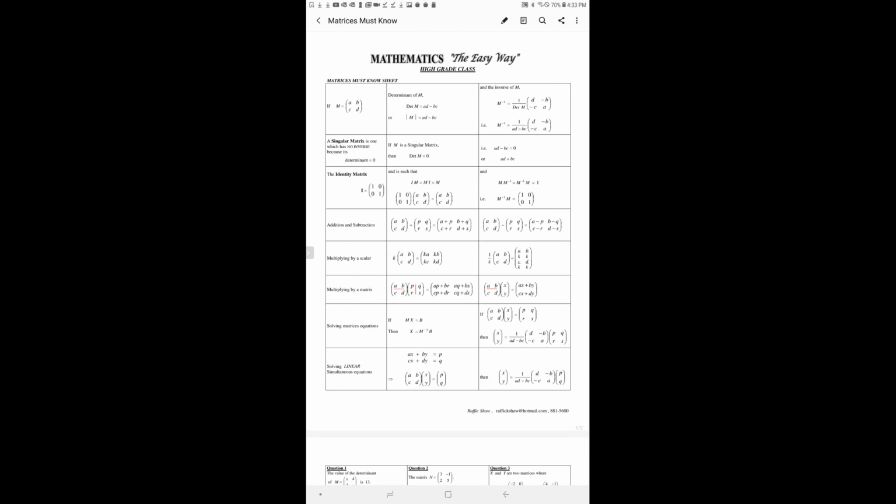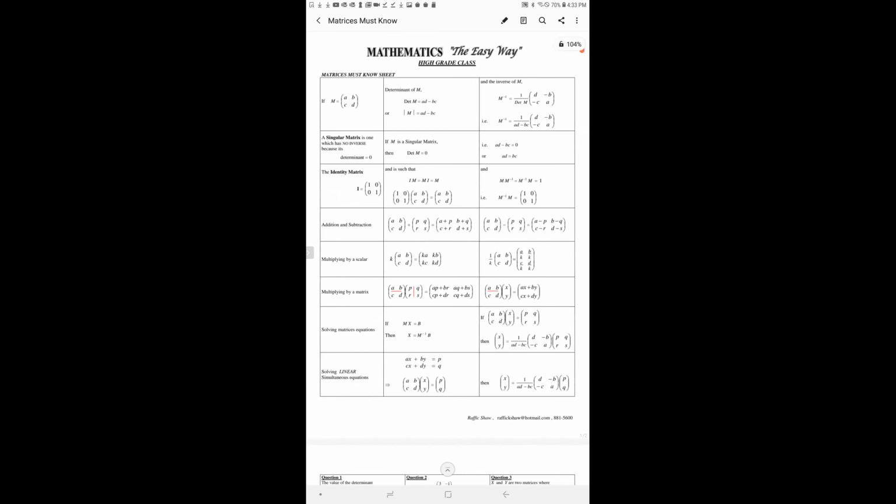AB is not equal to BA, for example. All right, so everybody, you have this in your handout. Spend some time and study it. Those who do have the handout, I sent it to you on WhatsApp. Add to it that matrix multiplication is possible when the number of columns in the first matrix equals the number of rows in the second matrix. Remember, the resulting matrix of multiplication will have the same number of rows as the first matrix and the same number of columns as the second matrix. And remember, matrix multiplication is non-commutative. So that is it, guys.